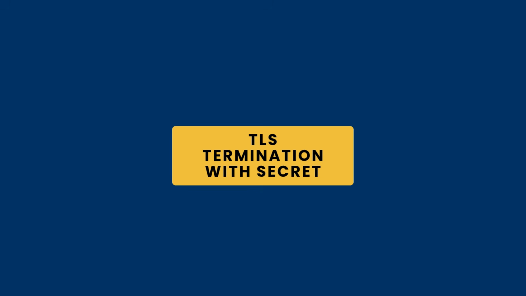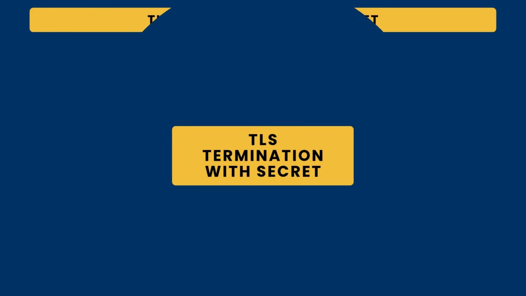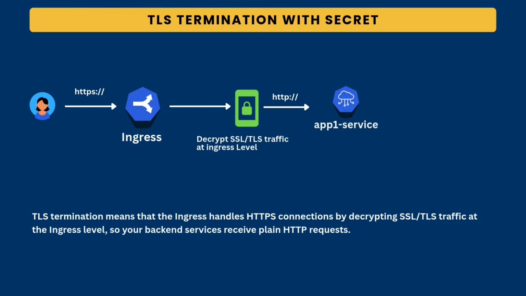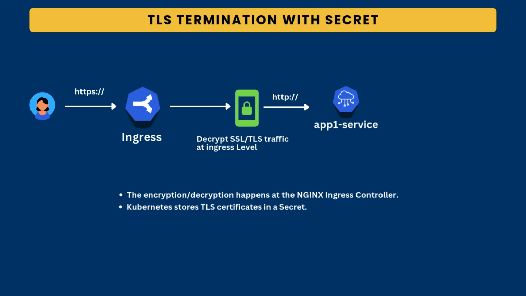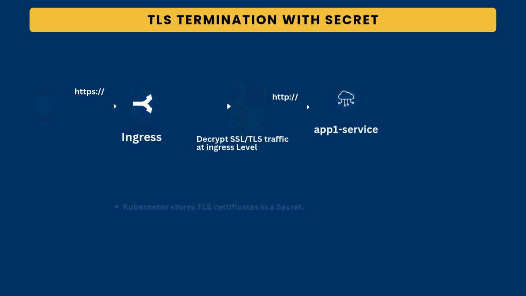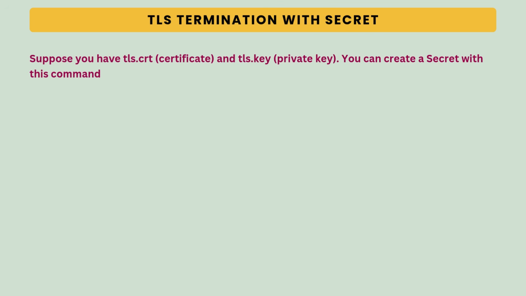Next topic we have is TLS termination with secret. So TLS termination means that the ingress handles HTTPS connections by decrypting SSL/TLS traffic at the ingress level. So your backend service receives plain HTTP request, right? So now the encryption or decryption happens at the NGINX Ingress Controller, and Kubernetes stores the TLS certificate in a secret. Okay, so now let's check out how can we create a TLS secret.